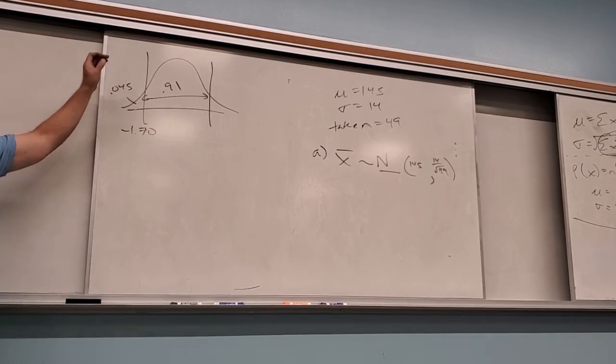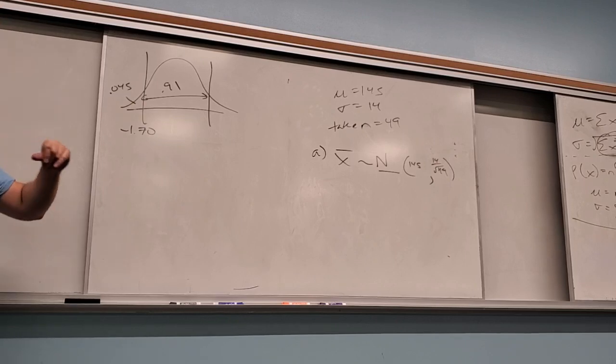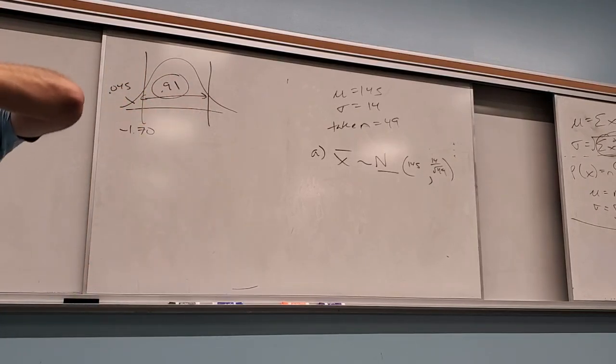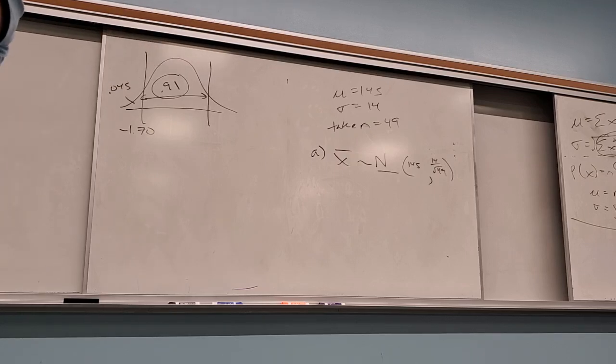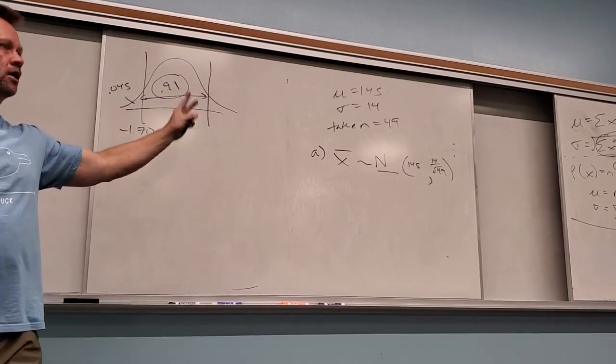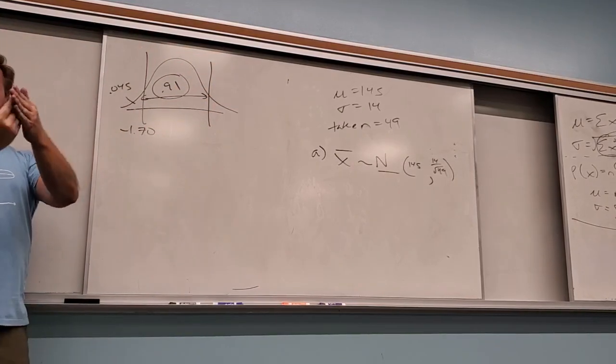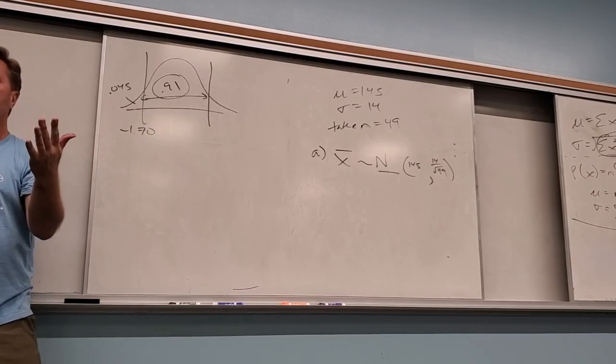Do you guys get that? The middle 91%. Does the chart understand this area at all? It doesn't have a clue about that area. It only understands areas below a z-score. How many z-scores do I need? 2. Can I get one of them if I know the area below it? Yes, because that's what the chart understands.